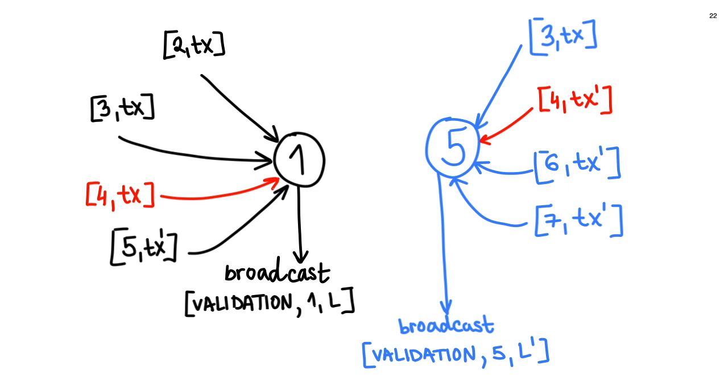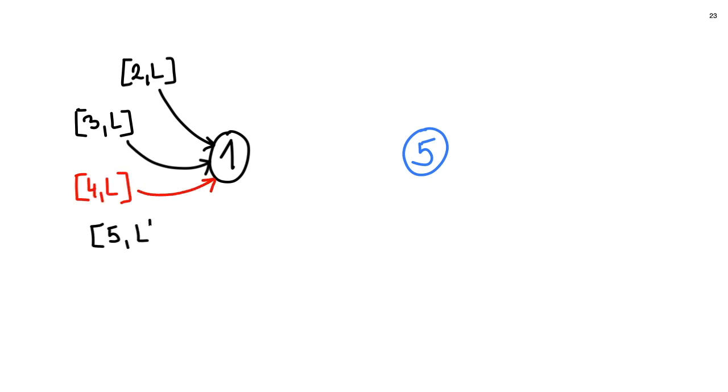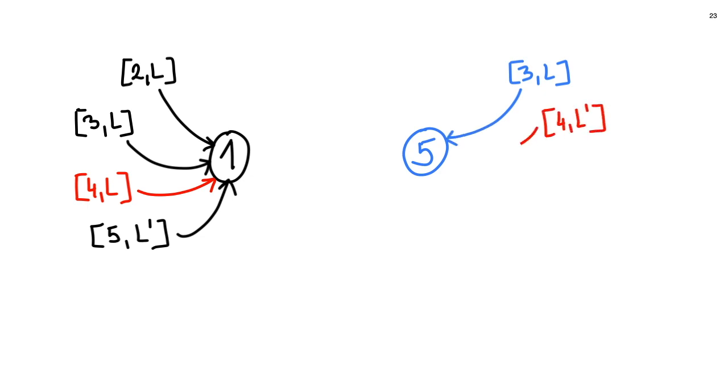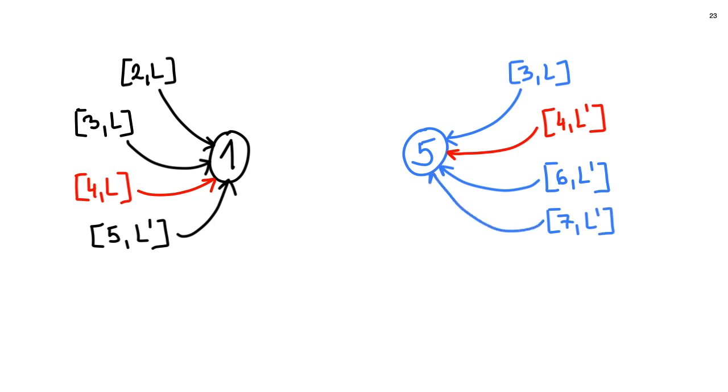But we go to the second round of consensus when we try to validate these ledgers. As we mentioned before, the nodes in black follow the same steps, and the same happens to the nodes in blue. So when we are in this round, from the point of view of node 1, we receive 3 votes in favor of transaction Tx, in other words ledger L, and 1 single vote against with ledger L prime. And the opposite happens for node 5.